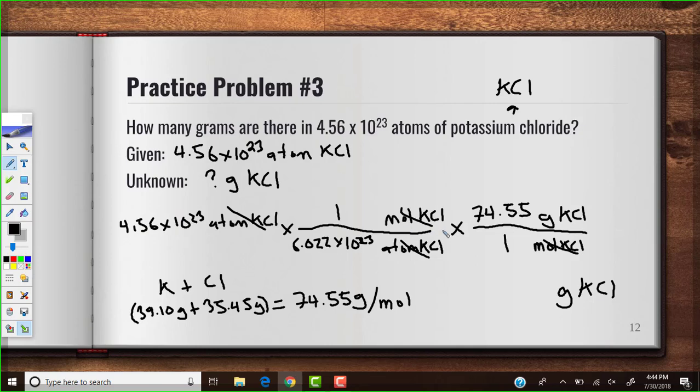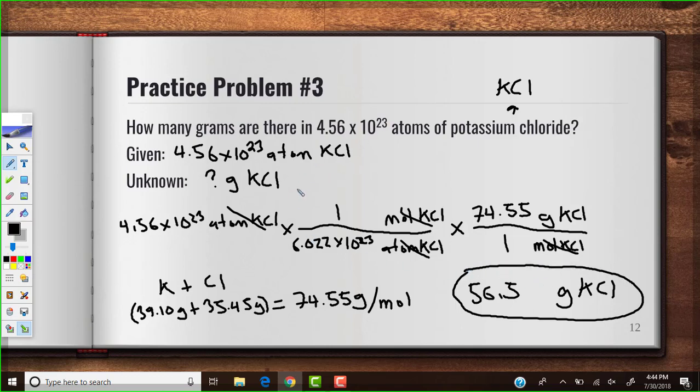So you can do this a couple different ways. You can multiply across the top, then divide by what's on the bottom. You can divide this, and then whatever you get out of that, then multiply it. However you want to do it is fine. Just make sure you're putting things in brackets. So I plug all of that into my calculator, and I should have 3 significant figures in my answer. So my answer should be 56.5 grams of KCl. Okay?